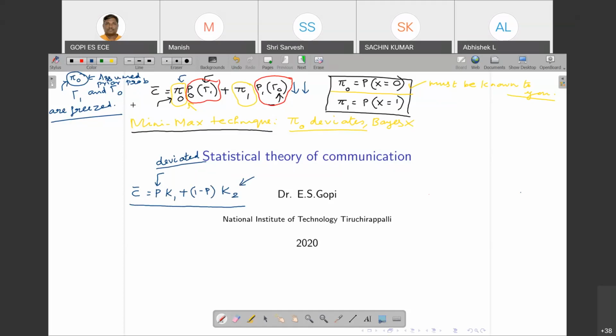What I'm trying to say here is, once your gamma naught and gamma 1 are freezed, your Bayes cost, right, C bar, changes with what? The prior probability, right? That is actually getting deviated from the original value. So are you getting this? This is very important. What I'm trying to say here is, the Bayes cost varies linearly with what? Deviating prior probability.